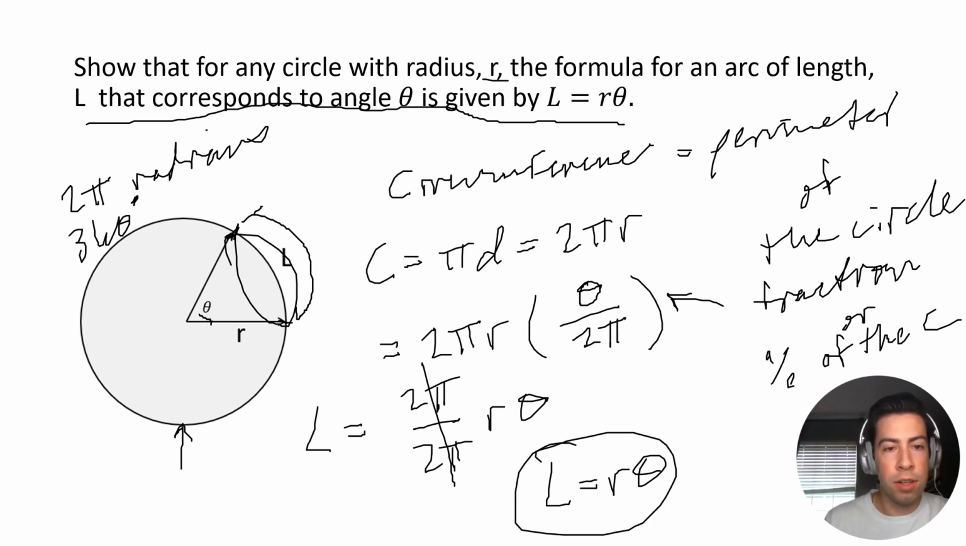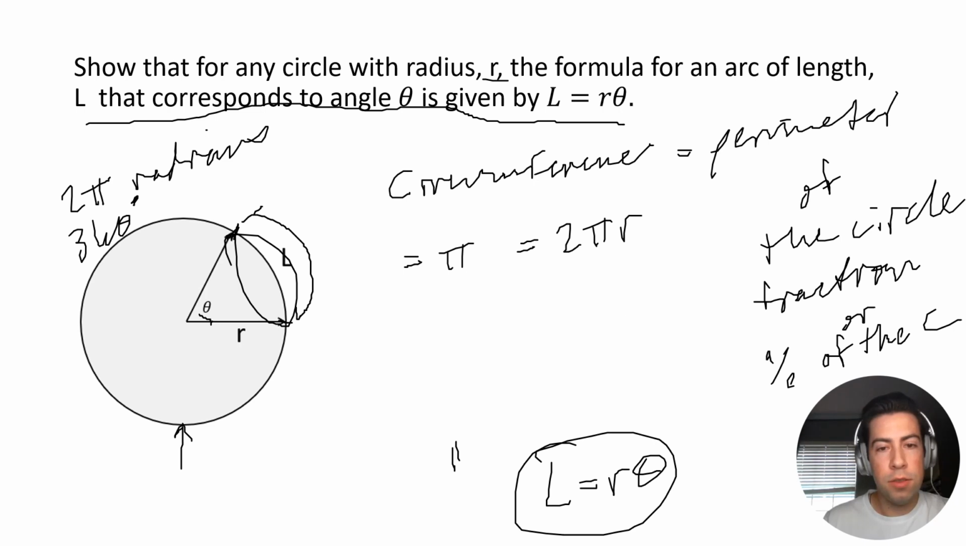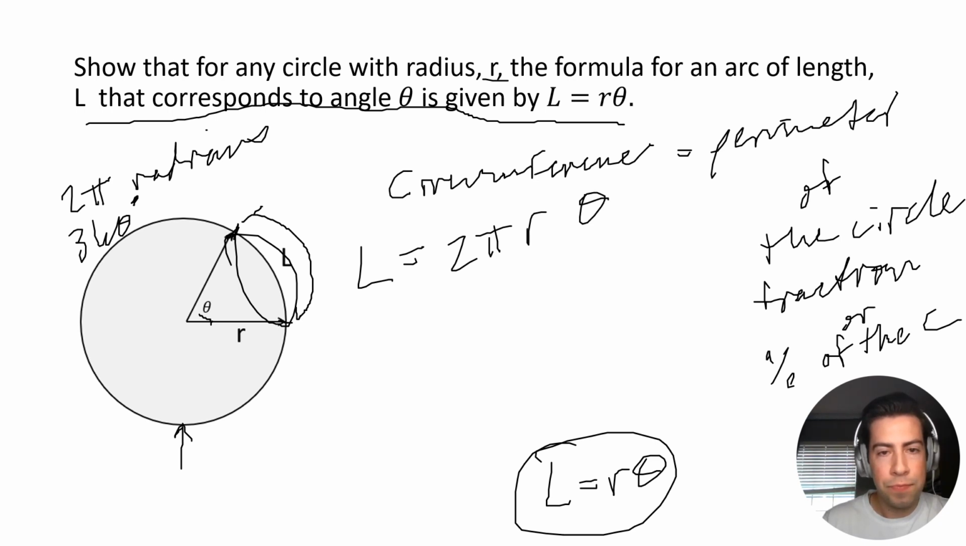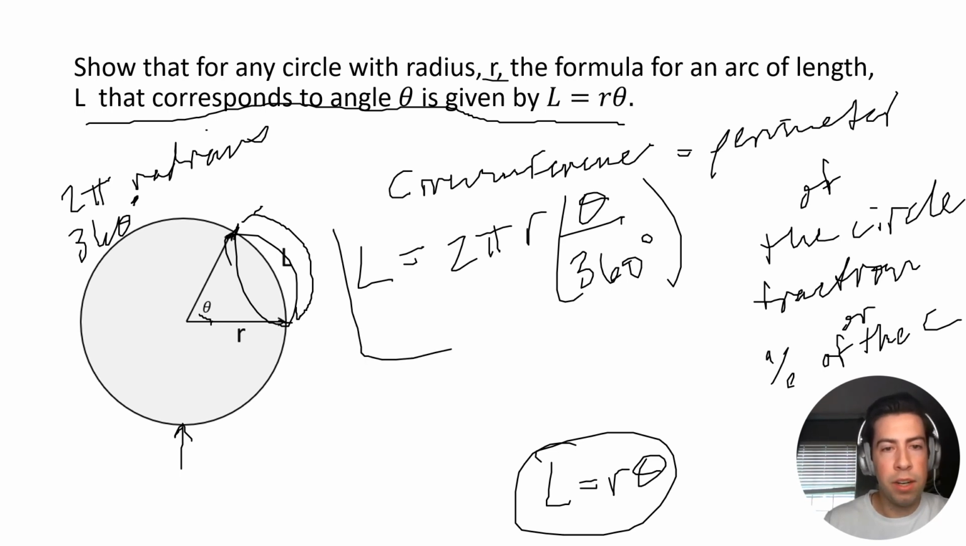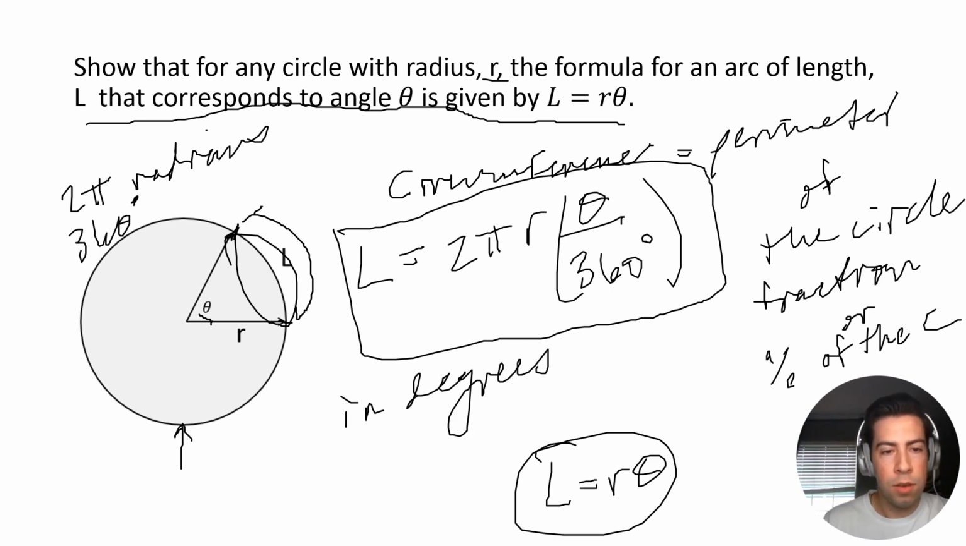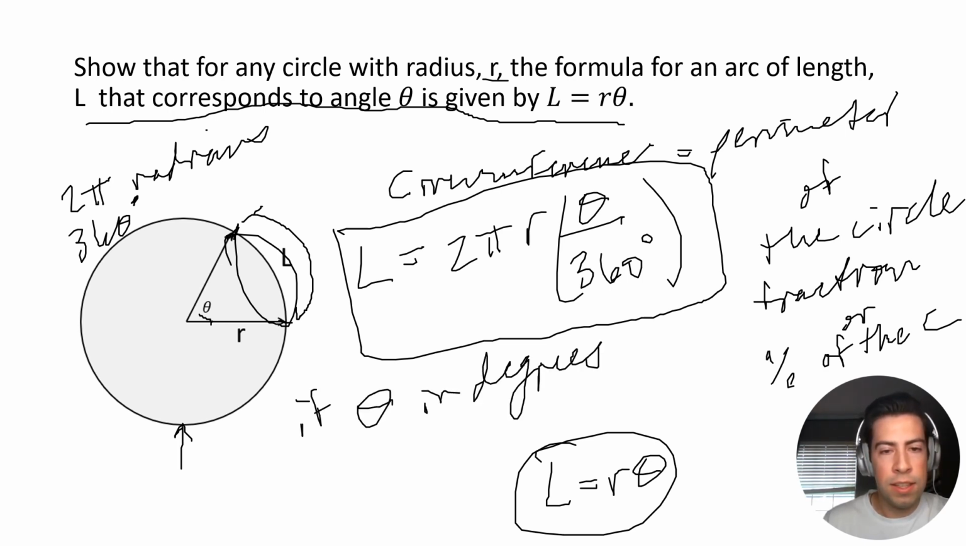Now, if you wanted the answer in degrees, you'd basically do the exact same thing, except instead of using radians, you would use degrees. So let me show you what that looked like. We ended up with L equals 2 pi r, and then I do theta over 360 degrees, and that would be our answer. So just to reiterate, if theta is in degrees, then this is our answer, and if theta is in radians, this is our answer.